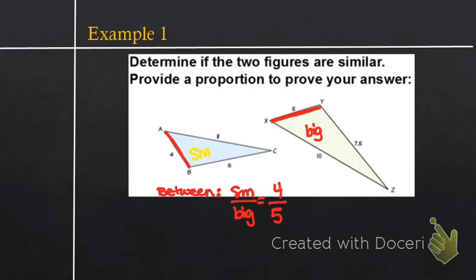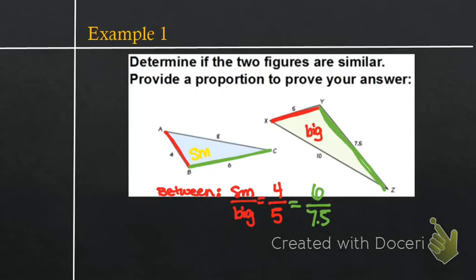Now I'm going to choose another side. I'm going to choose this bottom side here, BC. What corresponds to BC is YZ. If you notice, our bigger triangle is flipped and turned. So our small side is 6. What corresponds to the 6 is 7.5.